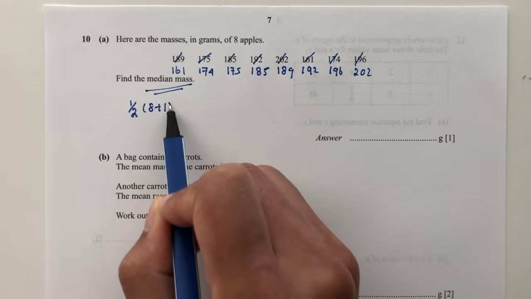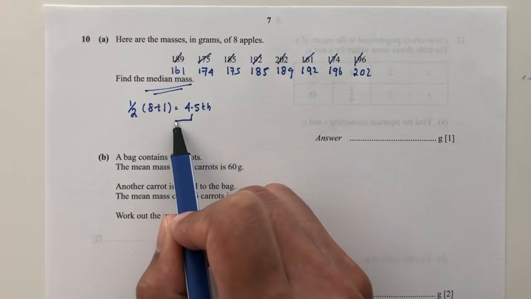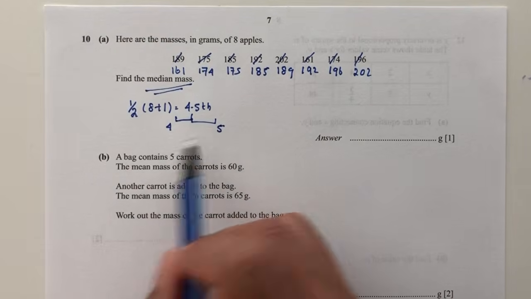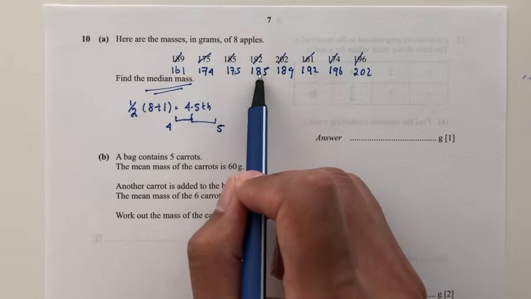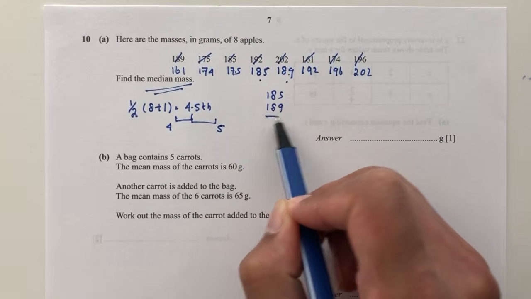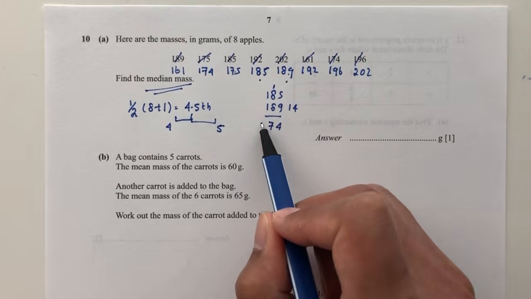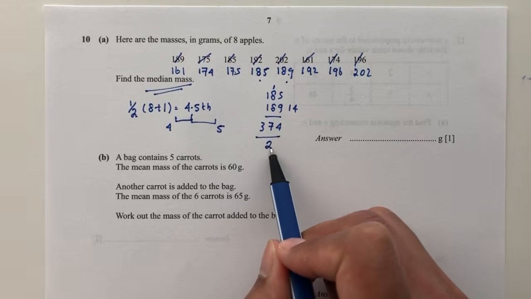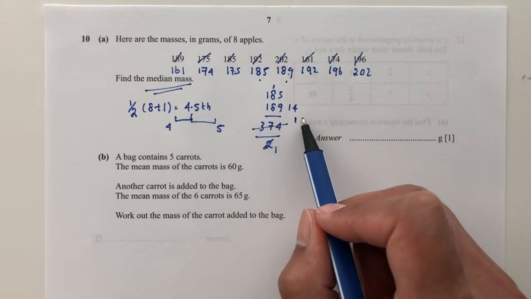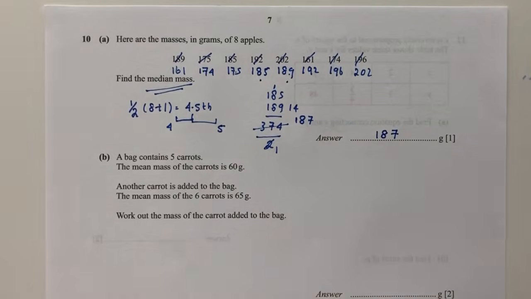Now to find the median mass, you have to find the half. 8 plus 1 over 2, which is 4.5 value. So 4.5, before that we have 4, after we have 5. So you have to find the average of those two values. So you have 1, 2, 3, 4, and 5. So these two, 185 plus 189, that will be 374, divide by 2 for the average, that will be 187. So 187 grams will be the median mass.